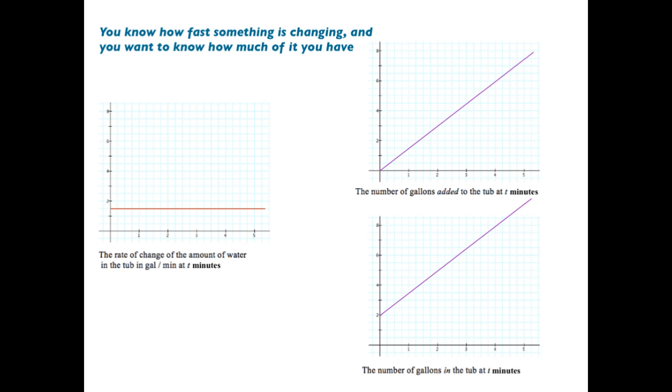So this is kind of the journey we're on. You know how fast something is changing at every moment, and you want to know how much of it you have. So you know how fast something is changing. Which of the 3 graphs would represent that? Left or right? Left. Rate of change, right? A rate of change function or a rate of change graph would have the information of how fast something is changing at every moment. In this case, how fast the tub is being filled up, right? And then you want to know how much of it you have. So which of the 3 graphs is that?